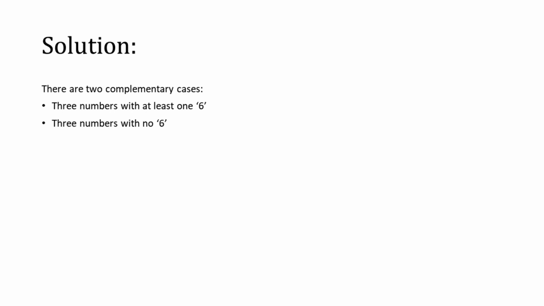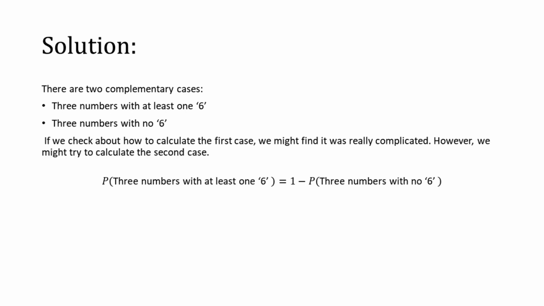First, we would need to analyze the question. The question asks for the probability of 3 dice with at least 1 six, and we can get 2 complementary cases from the question: 3 numbers that contain 6, and 3 numbers with no 6. Next, as we know the sum of the probabilities of 2 complementary cases is constantly equal to 1, we may move the probability of results without 6 to the left, and therefore we would get the equation on the board.